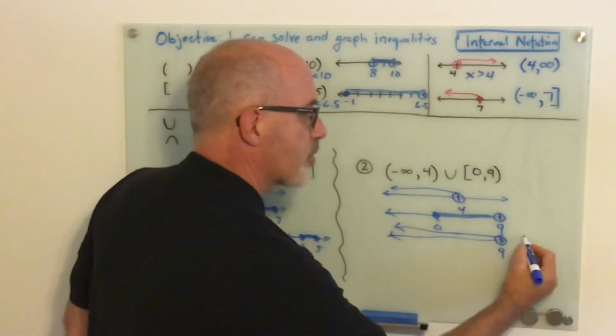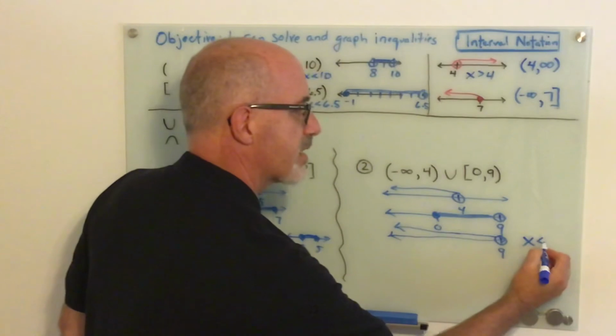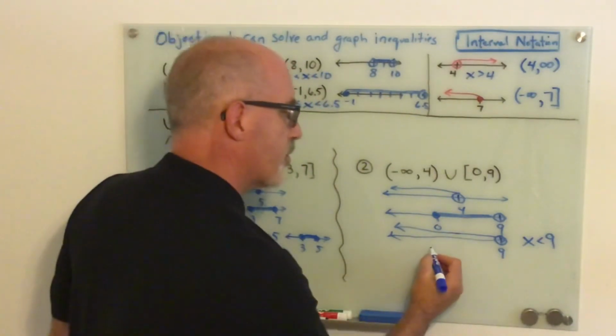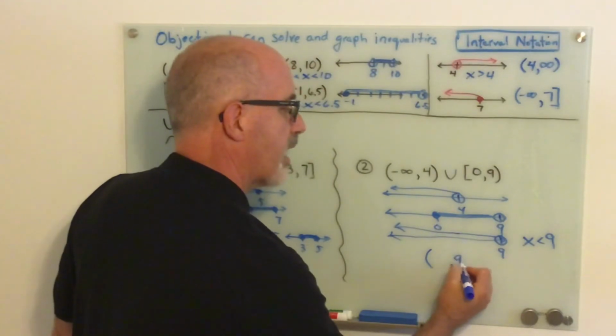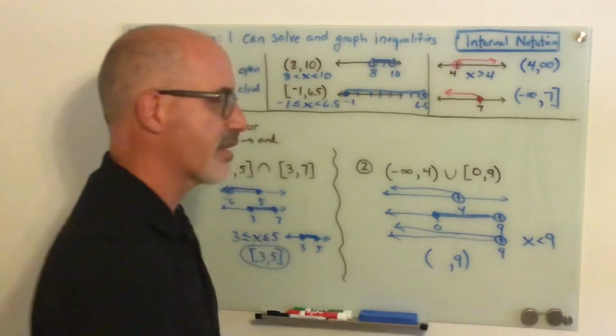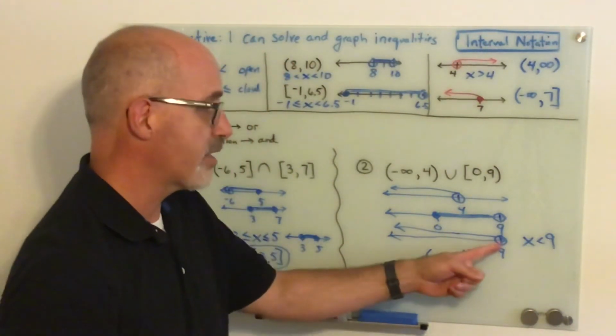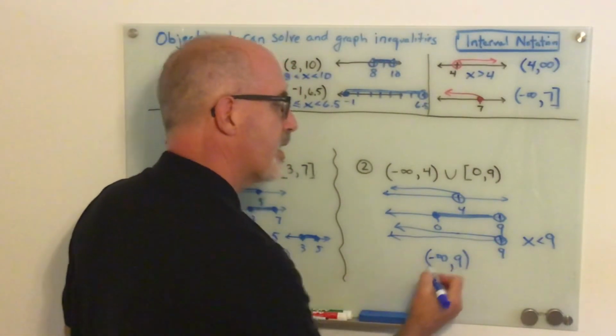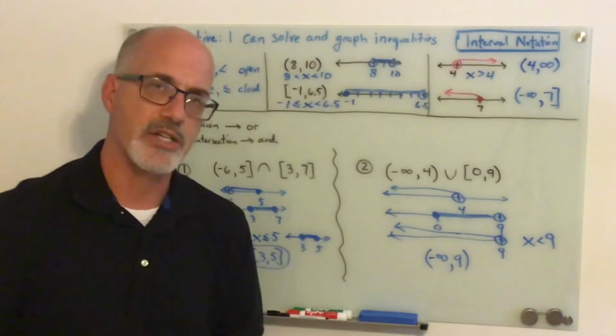So the actual solution here is x is less than 9. And how we write that in interval notation is we write the 9 with an open parenthesis there because it doesn't have a closed dot, it's an open dot. And then it goes off to negative infinity, off to the left all the way.